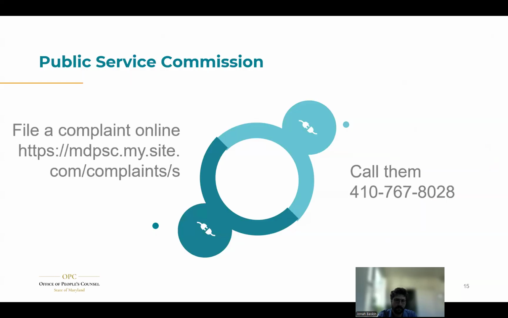This is the information for the Public Service Commission. So if you are looking at your usage and you think something's not quite right, you can file a complaint online. You can request, like I said, a meter referee test. You can also call them, but they like it better if you go online to file that complaint.